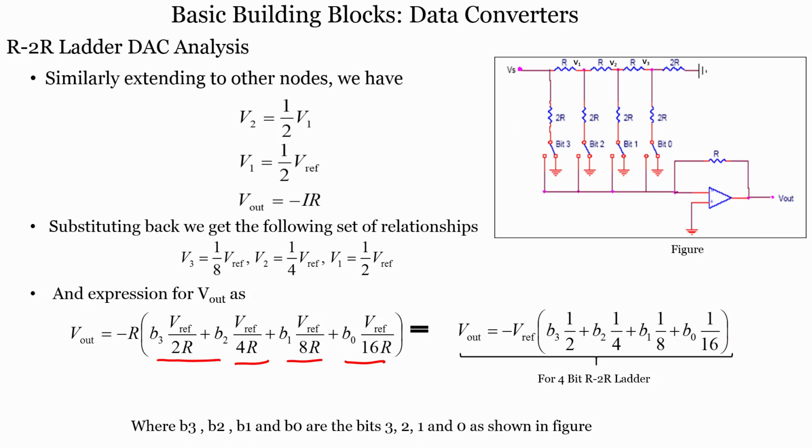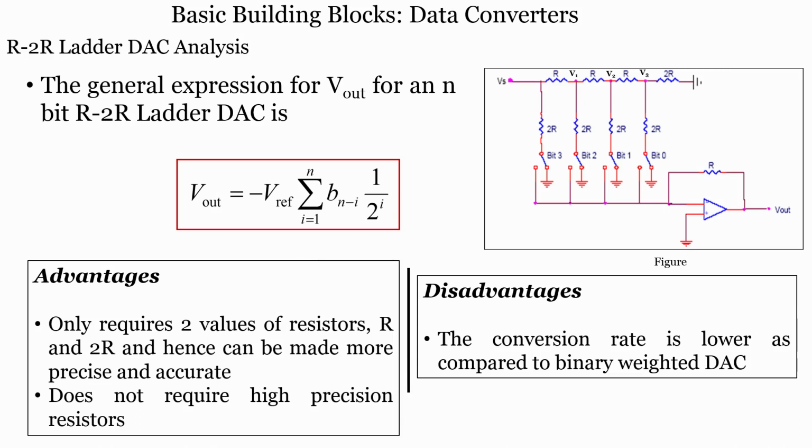So, for this 4 bit R2R ladder, where we have B3, B2, B1 and B0 as bits 3, 2, 1 and 0, if I want to have n number of bits, then the general expression for the R2R ladder would be V out equals minus V reference, summation from I equals 1 to n, B n minus I into 1 by 2 to the power I. This is the expression for the n number of bits for the R2R ladder, and again the schematic is shown in this particular figure.